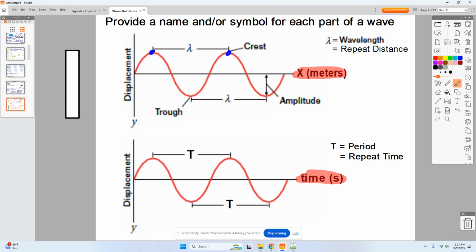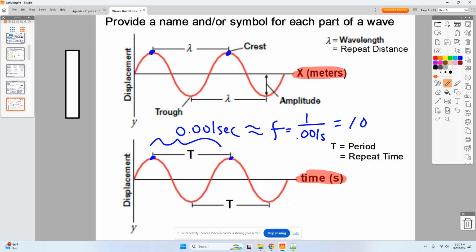Yesterday we did a little calculation. I think it was Noah that helped me determine the period of a tuning fork, 256 hertz. You had to take the reciprocal of that. If this time was from here to there, if that time was 0.001 seconds, that would equate to a frequency of 1 over that. And that would be about 1,000 hertz.